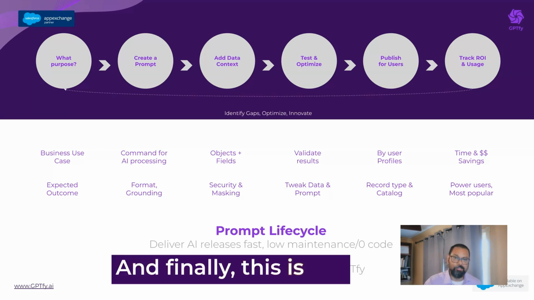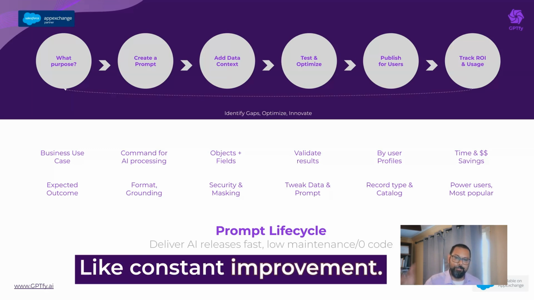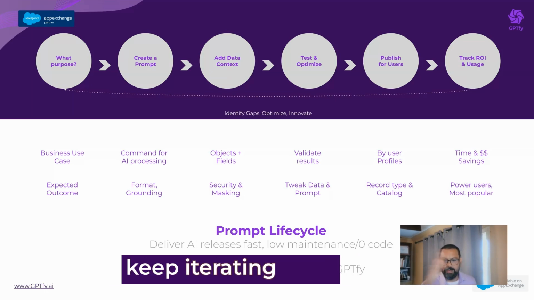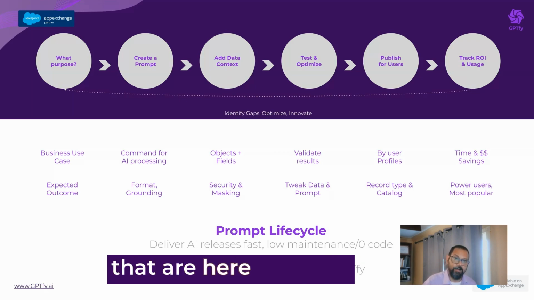And finally, this is the Kaizen idea, right? Constant improvement. So you have something, you look at usage, you identify gaps, you optimize, innovate, so you keep iterating on it. So that's the idea: we do all of those things, all of the things that are here in GPT-5.